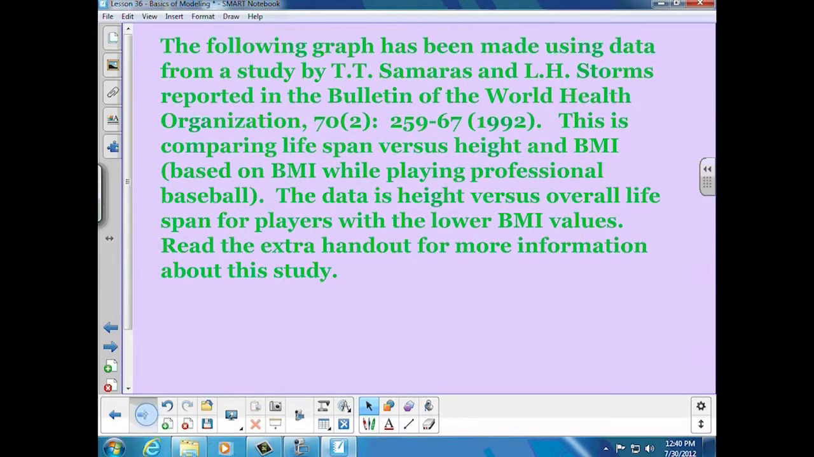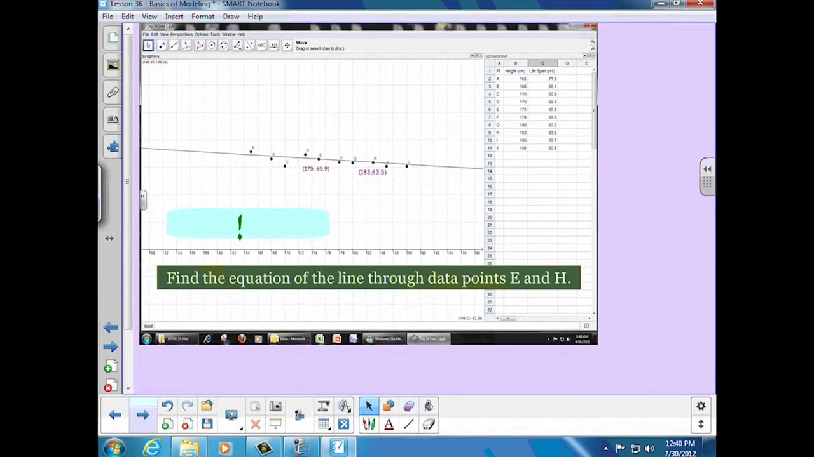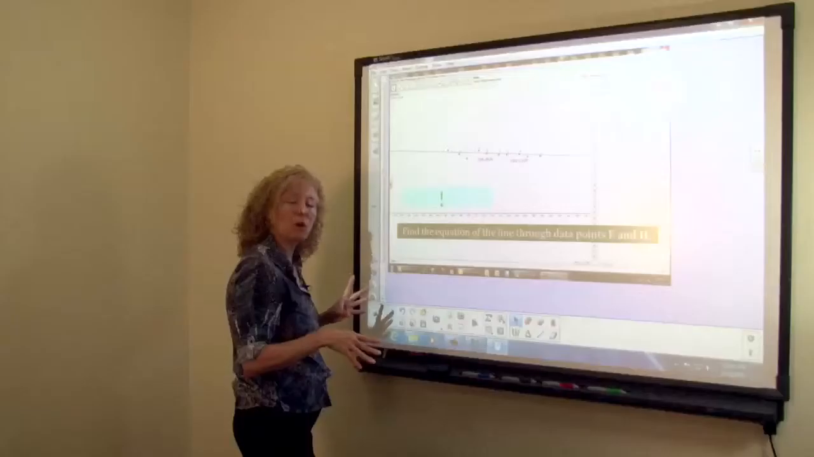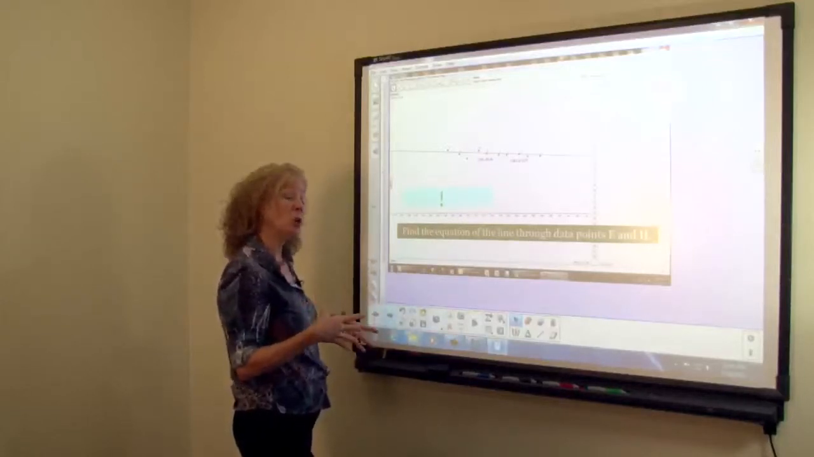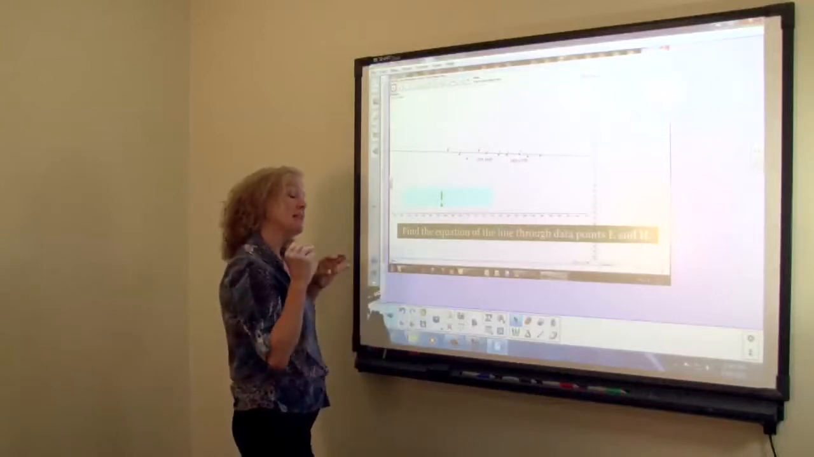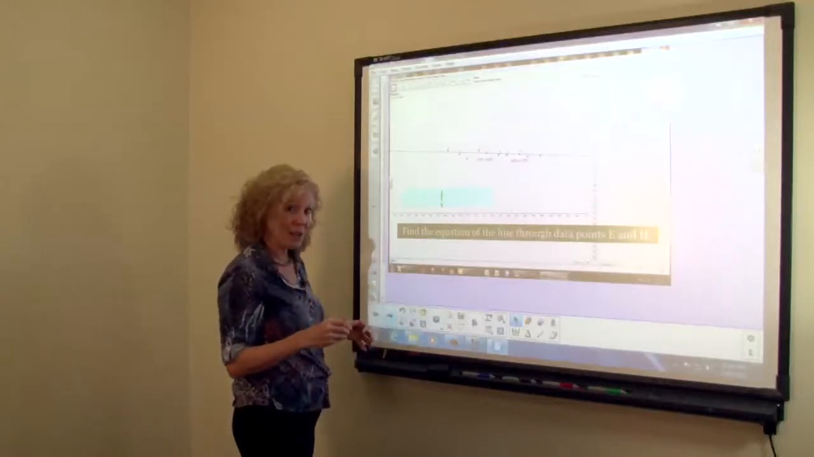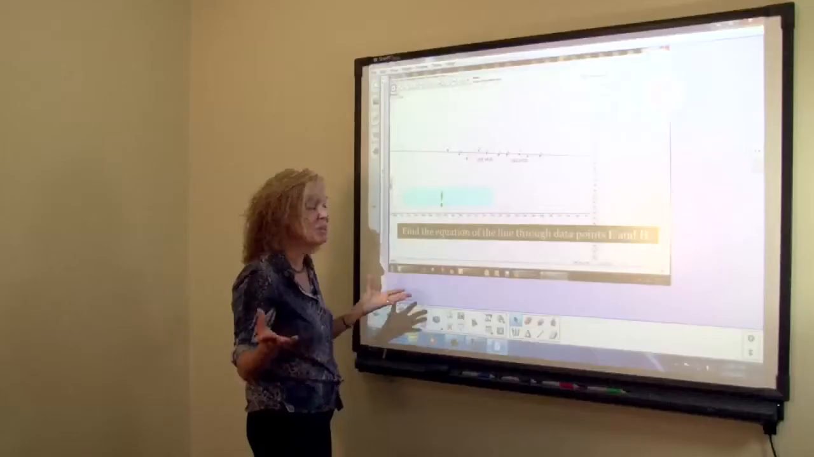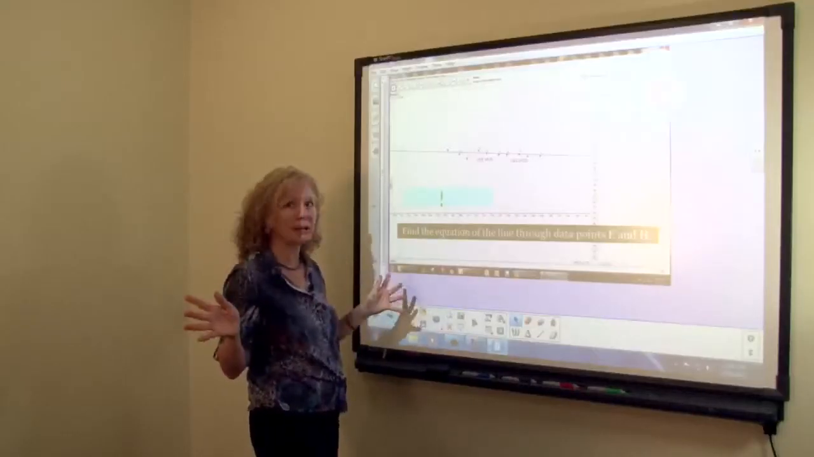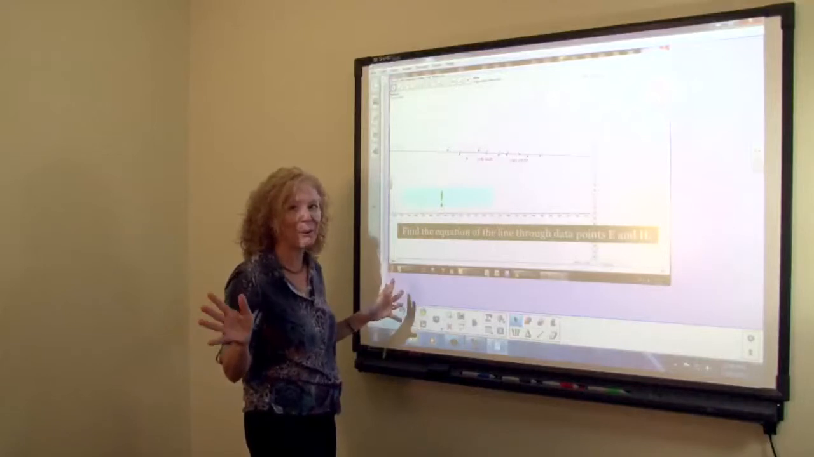So we're talking about baseball players, and we have the height in centimeters. Now, we were also taking BMI into account. This is just for the players with the lower BMI. The BMI value and the height were from when they were playing baseball. And then we have the lifespan of those players. I don't know who collected this data, but you know baseball. They write down stats on everything, okay?